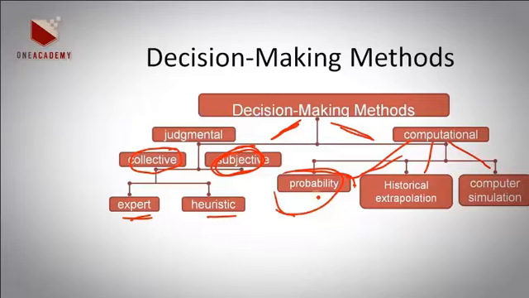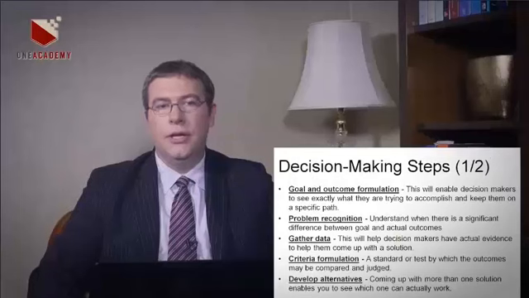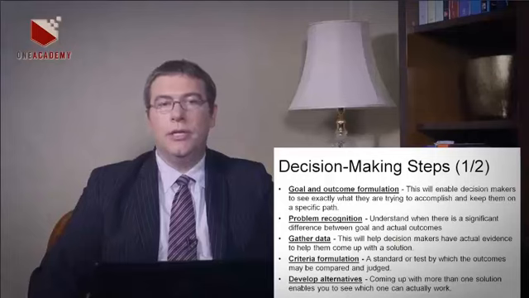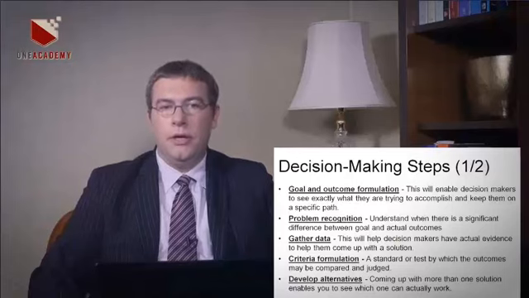When we are speaking about any decision-making, there are decision-making steps or stages that we should go through, and they are as follows. First is the goal and outcome formulation. This will enable decision makers to see exactly what they are trying to accomplish and keep them on a specific path. Problem recognition is the second stage.